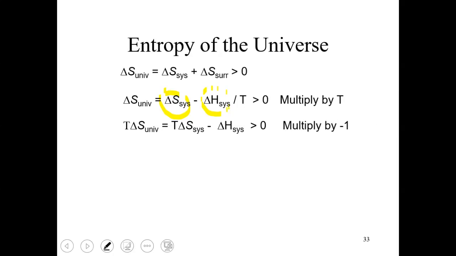So let's rearrange this. Multiply times minus 1. And at this point, because we multiply times minus 1, we had to invert the sign, from greater than into less than. So we have delta H of the system minus T delta S of the system should be negative in order for the second law to be fulfilled. Okay, this is just math, guys. I just did some math.